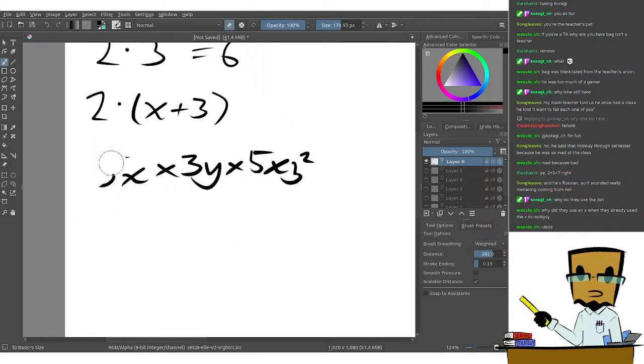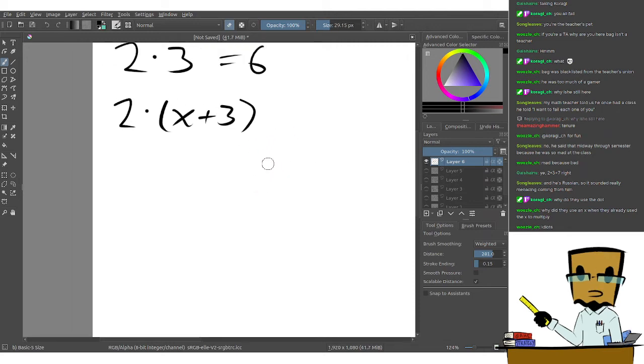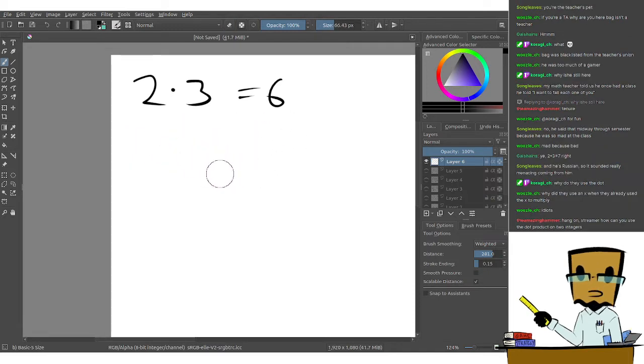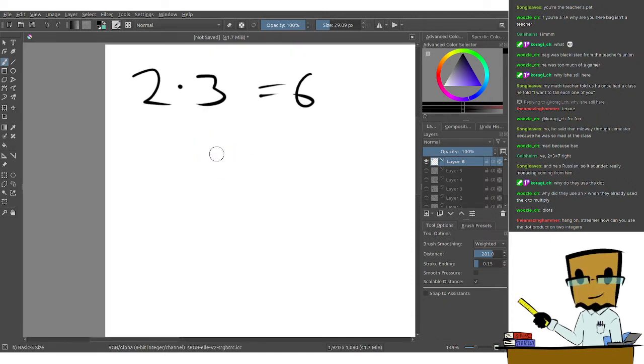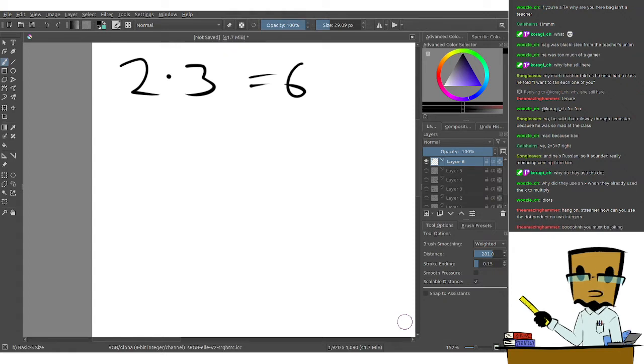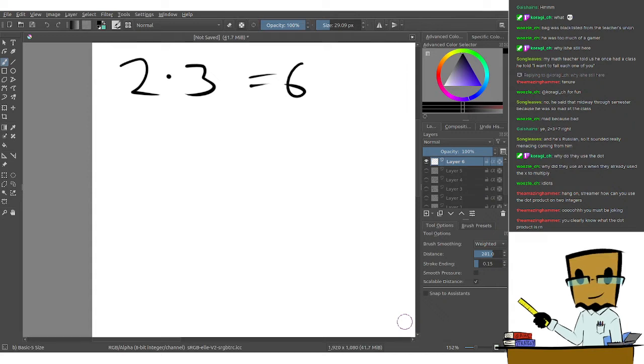Why do they lose the letters when they've already got the numbers? I guess... No, let's do this without the variable so I can show... Exactly. How can you use the dot product on two integers? What do you mean? Is that more math? No, is that later? What do you mean, dot product? Oh, no. Okay, I see. Yeah, normally... I see. I've never... No. Interesting.